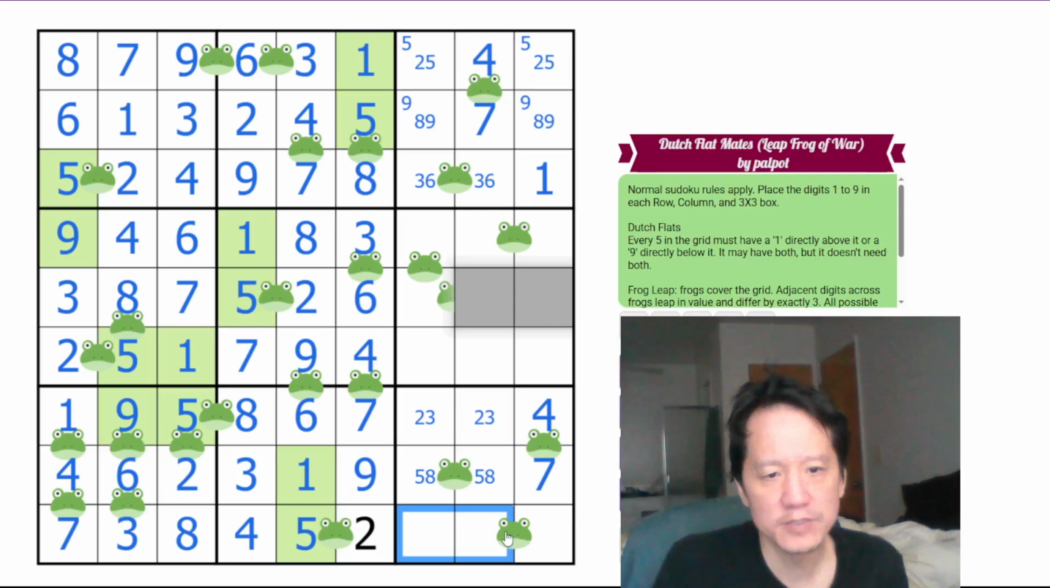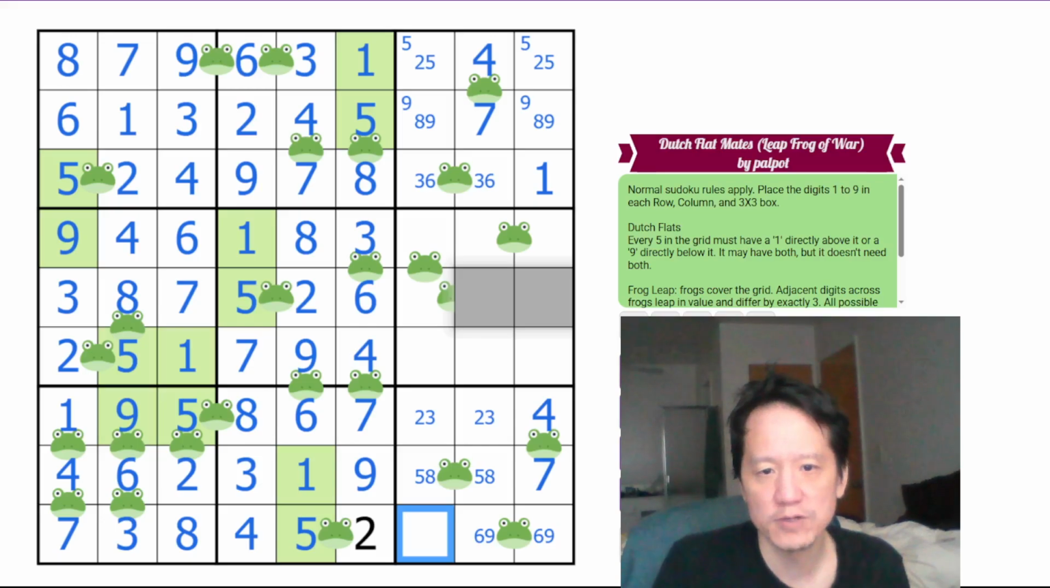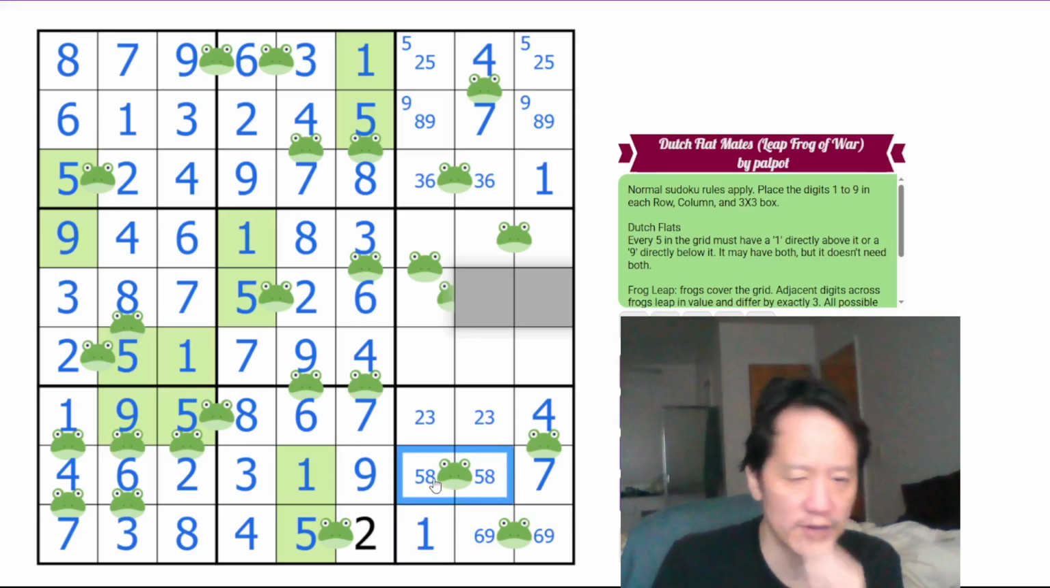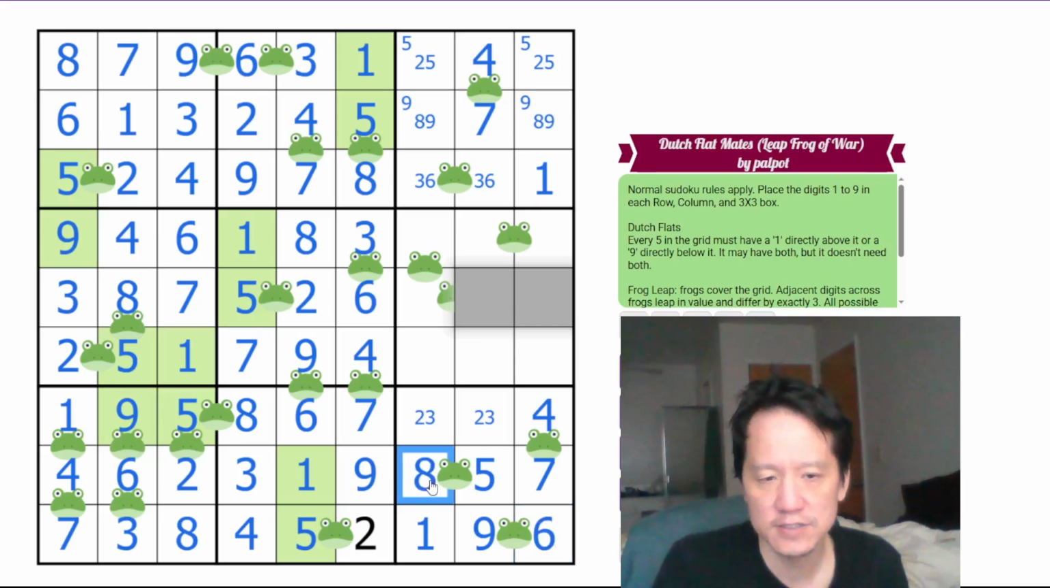So 9 has to be one of these, and we also have 1 and 6 here. The only digits that are 3 away from each other are 6 and 9 here. Therefore, this must be a 1. But the 5 has to have a 9 directly below it, because there can't be a 1 above it. So this must be 5, which makes that a 9, which makes that 6. Therefore, this is an 8. These are satisfied.